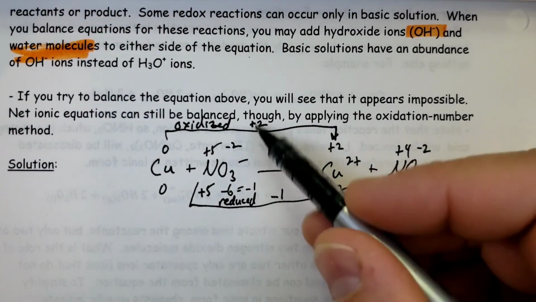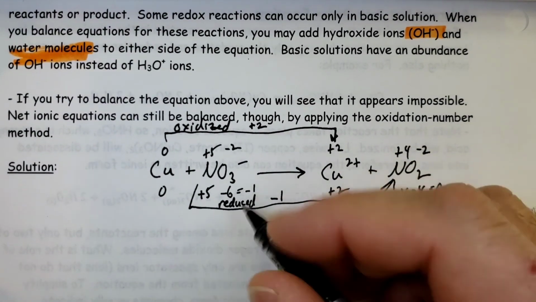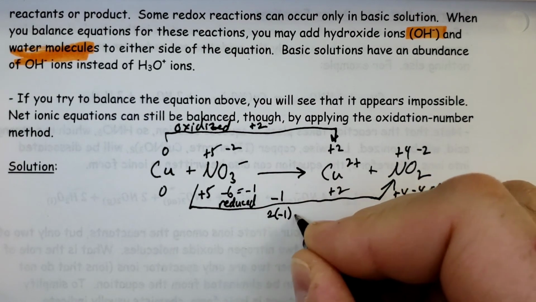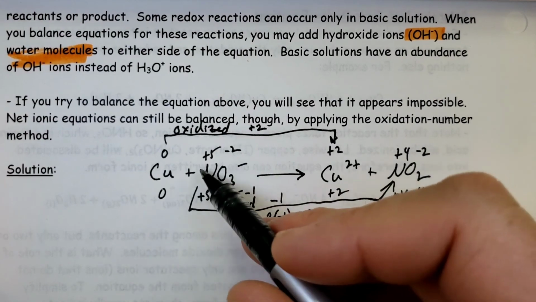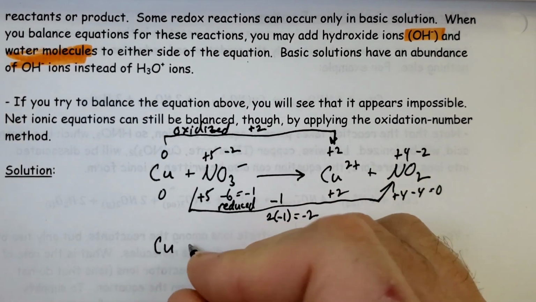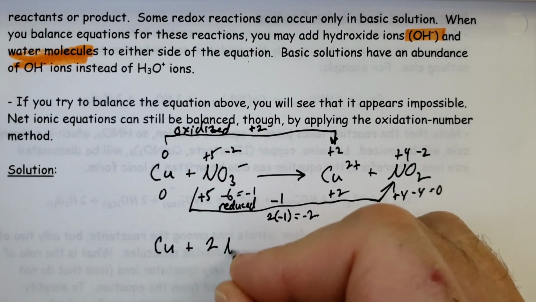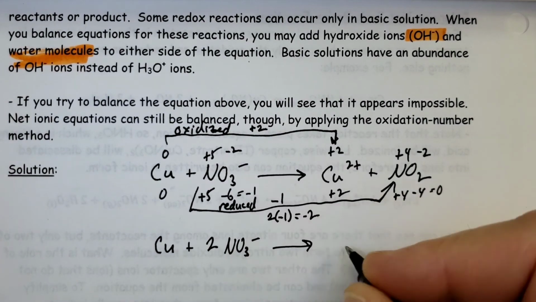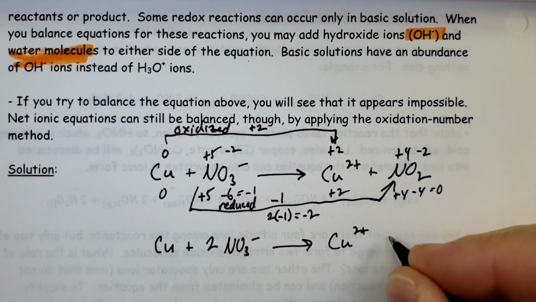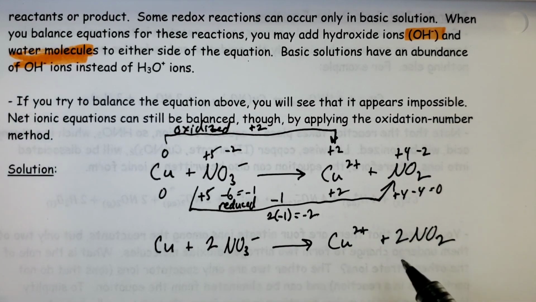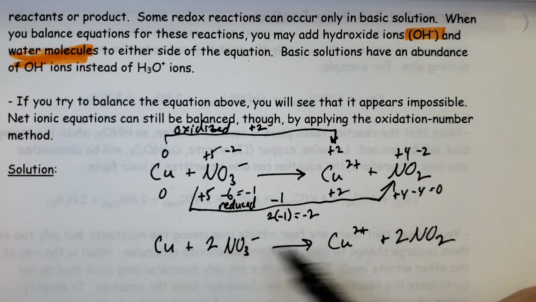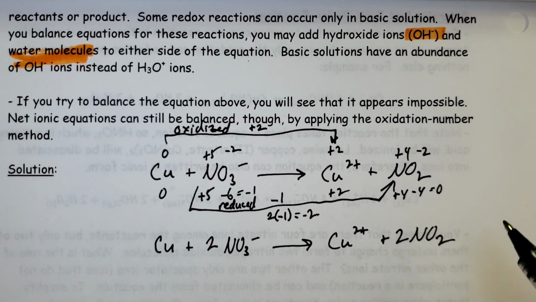So, of course, 2 and 1, the lowest common multiple is 2. So if I have 2 of these, I'll get what I need. So put a coefficient of 2 in front of the nitrates. So put a 2 there. So my nitrogens are good, my coppers are good, but darn it, look at what happens here. 2 times 3 is 6 oxygens, 2 times 2 is 4 oxygens. So it seems impossible here.